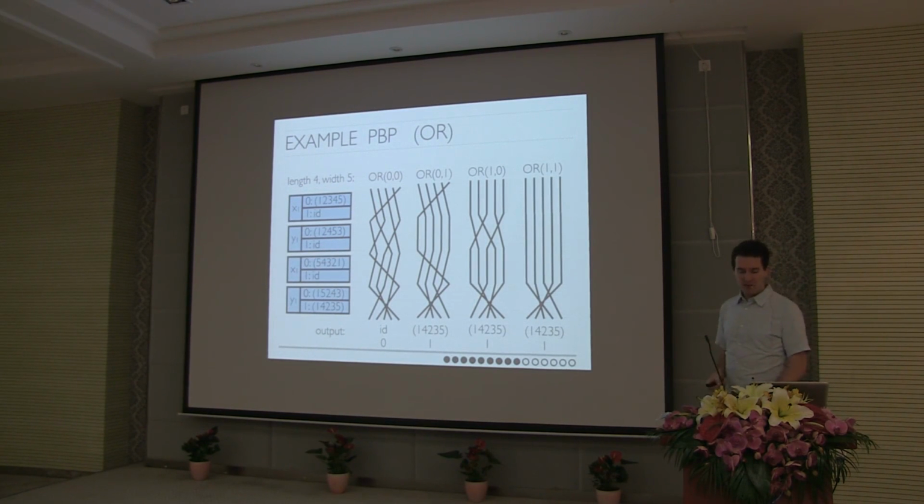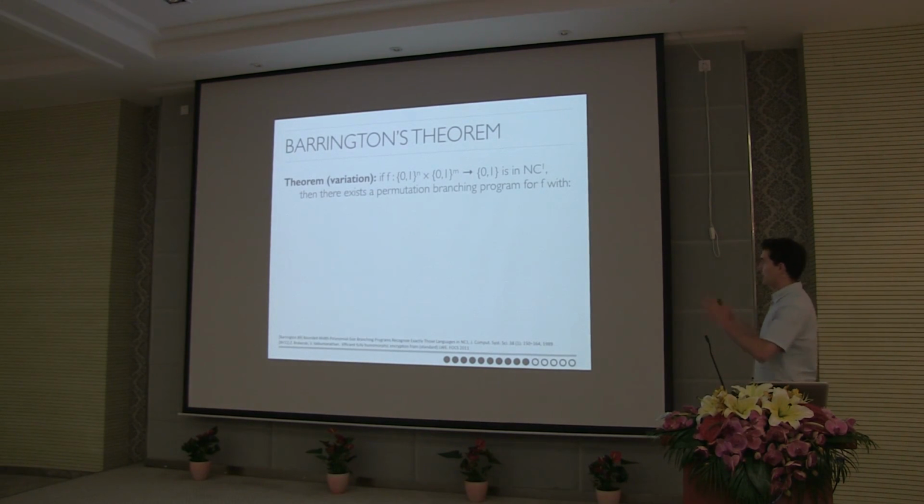So why the hell would that be useful? It's useful because of Barrington's theorem. Here it comes, a slight variation of the original theorem. It says that if you have a Boolean function on 2 inputs, of n and n bits, mapping to 0, 1, and if this function is simple, formally it's in NC1, which I'll explain in a second, then there exists a permutation branching program for f which has constant width 5, and which is not too long: the number of instructions, the length, is just polynomial in the input size.